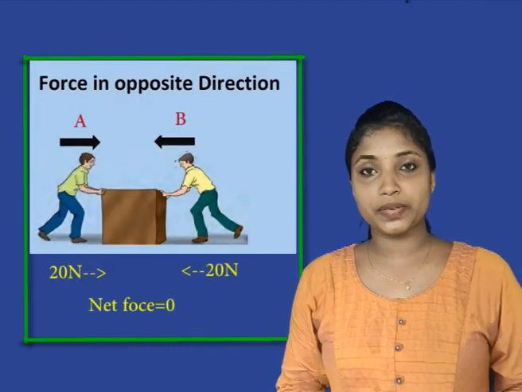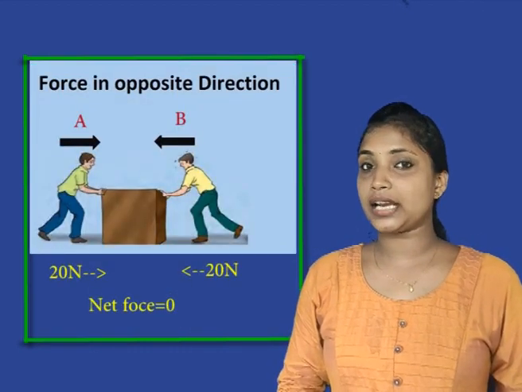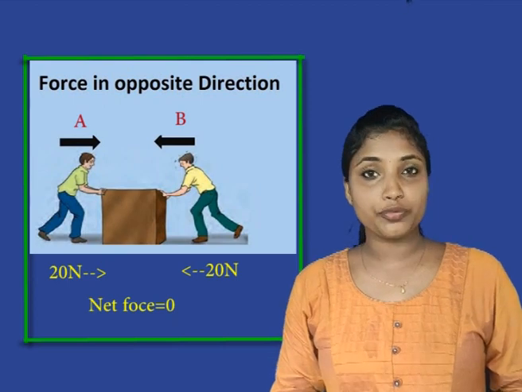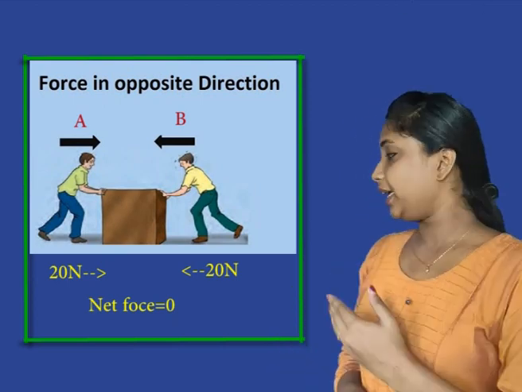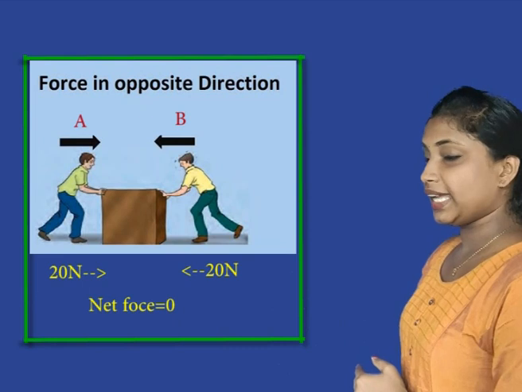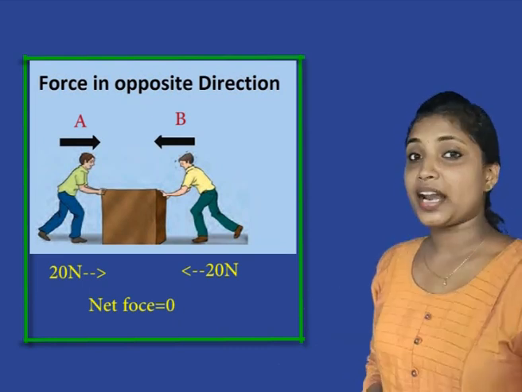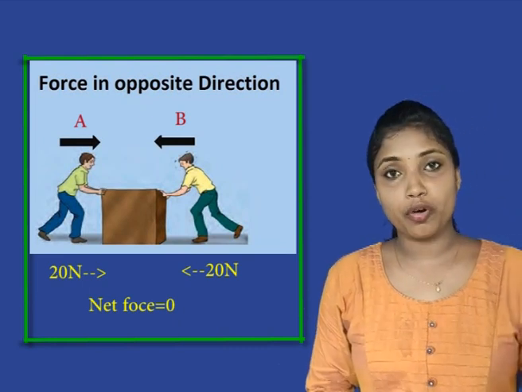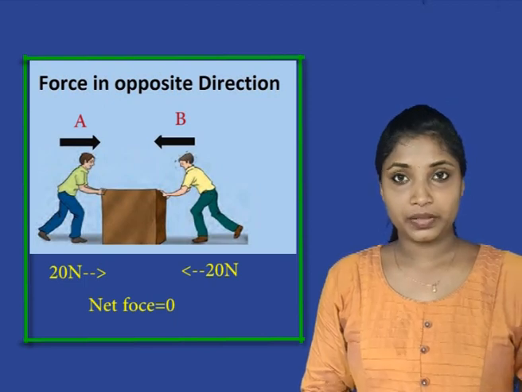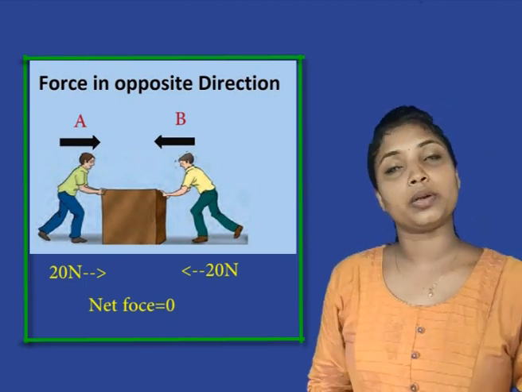Let us observe two situations where two bodies are applying equal magnitude forces in opposite direction. Here, the first body A and the body B are applying a 20 Newton force in opposite direction. Here, the net force will be equal to 0.